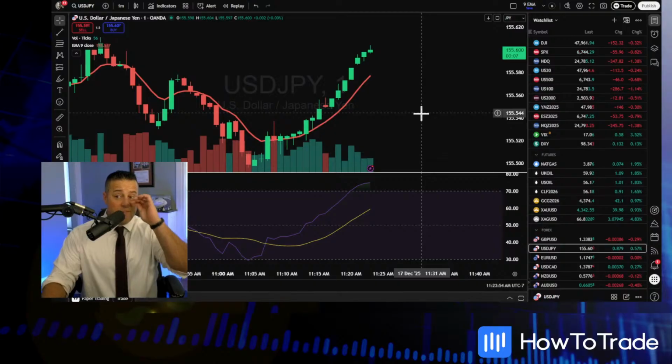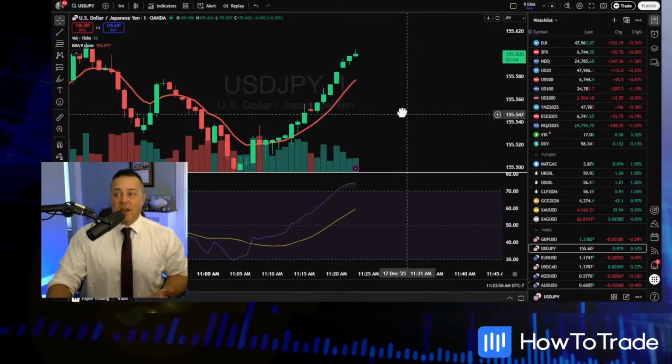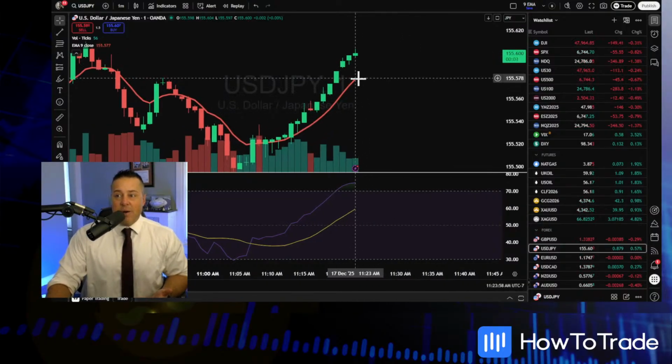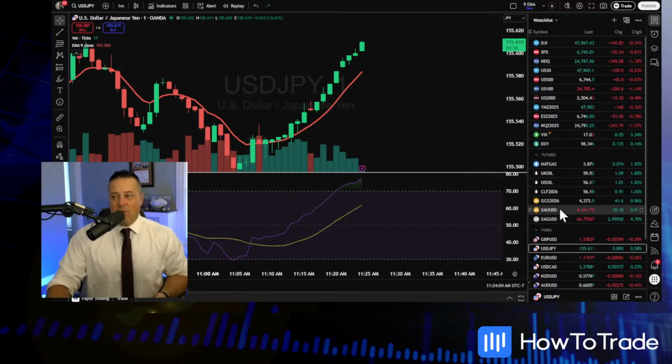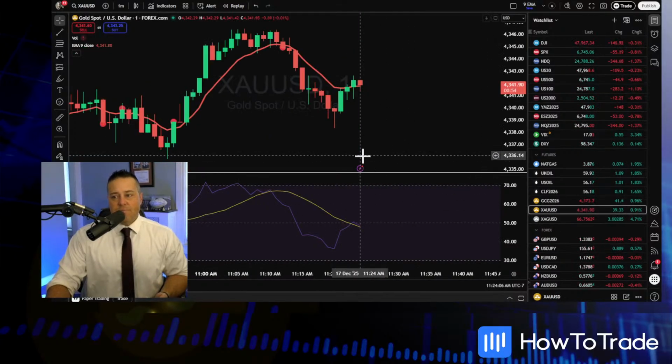Yeah, we're a ways off of getting a trade idea, or at least a trade setup here. We need to get a correction. Right now, our EMA is down there right around 155.57. We're trading 155.60. So we're going to have to see something a little more robust than that. Let's look at gold. Gold's still right around 50 on that RSI.